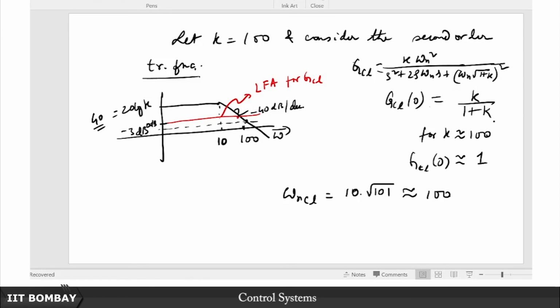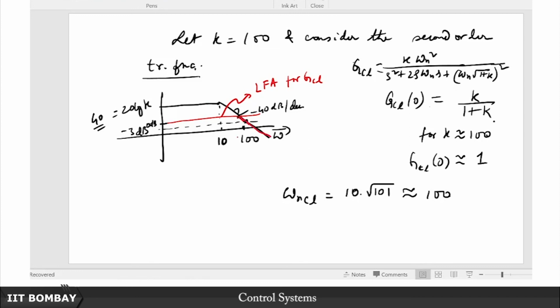So near about omega equal to 100, this open loop transfer function has approached 0 dB, and the closed loop transfer function is also very close to 0 dB here. It is only at this omega equal to 100 that it starts descending. So these two as if coalesce, and from hereafter they kind of follow the same plot.